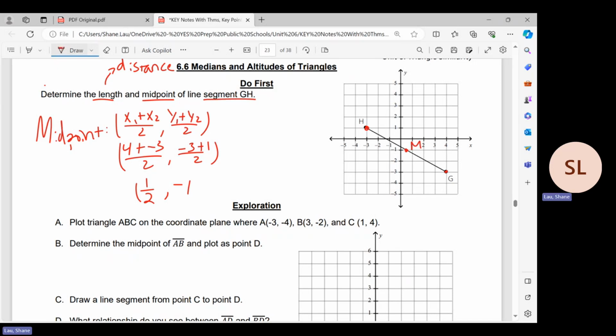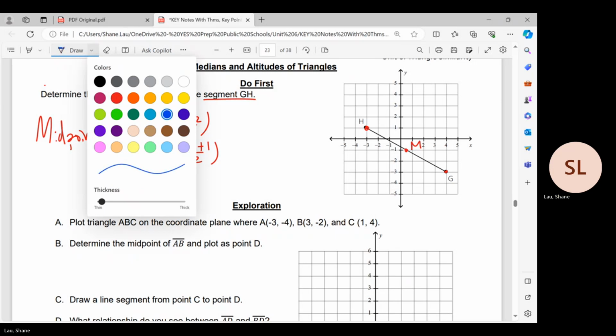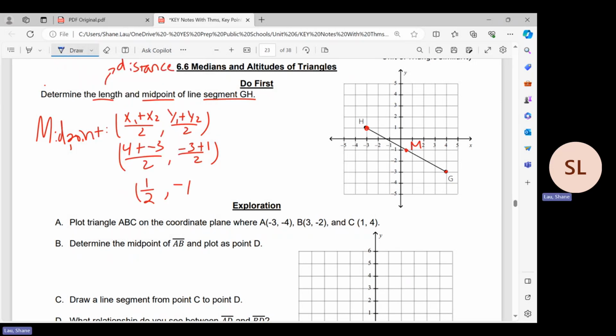And then for our distance, we're going to use either of two methods. You can use the distance formula, or you can use the Pythagorean theorem. The way we're going to use the Pythagorean theorem is we're going to create a right triangle with the two endpoints that we currently have, HG. And in doing so, because we made our triangle like this, that makes this angle 90 degrees. And we can actually just count the sides and then figure out our hypotenuse from there.